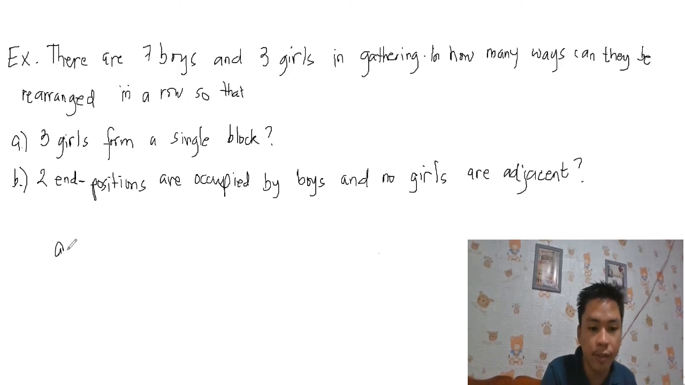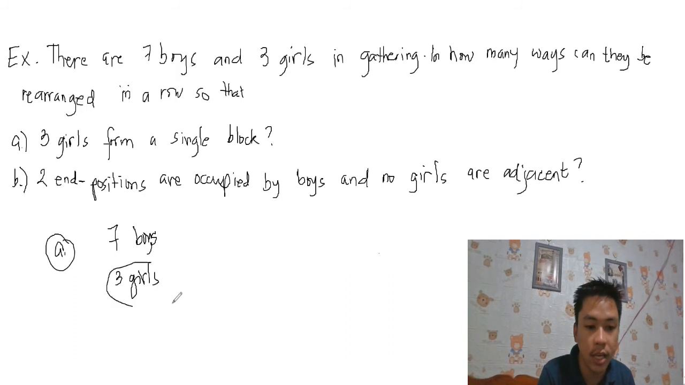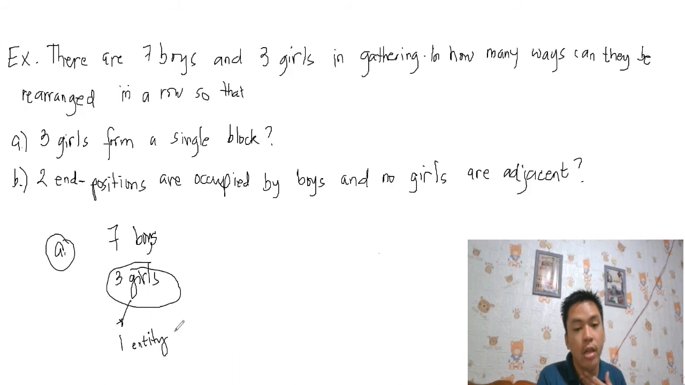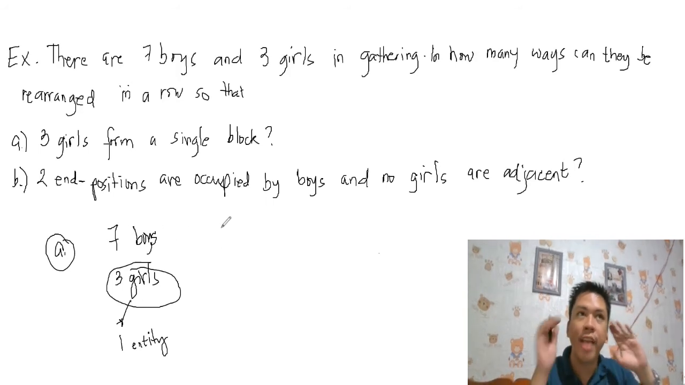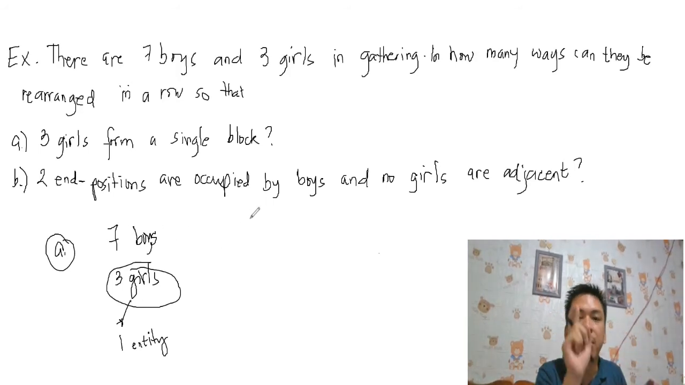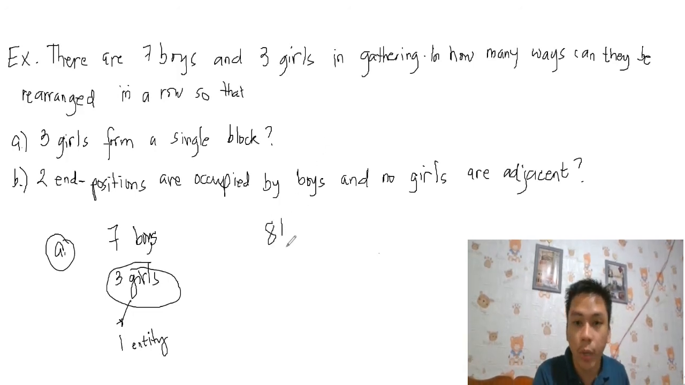So there are 7 boys and there are 3 girls. But it says here that the 3 girls form a single block. So regardless of what happens, these 3 girls will be considered as one entity here. Since that will be considered as one entity, this is actually 1 in this case. So 7 boys and 1 entity. You just have to imagine that the 3 girls will be represented by 1 person. So that means a total of 8 entities, so that means 8 factorial.